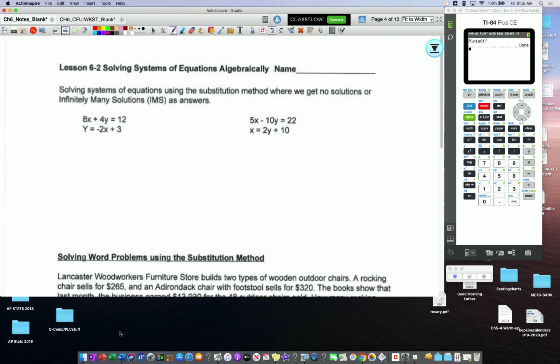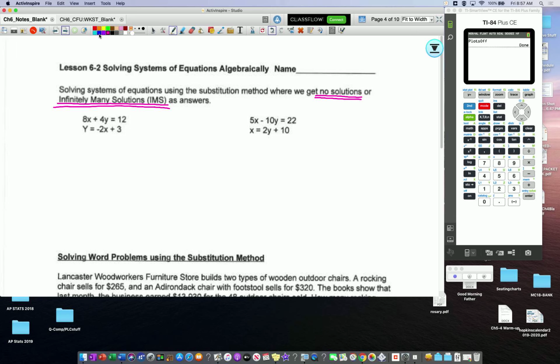Okay? So now, when solving systems of equations algebraically using this substitution method, sometimes we get answers that are no solutions, and sometimes we get infinitely many solution answers. The question becomes, how does that work out algebraically? So I'm purposely going to show you an example of each here so you can see when that happens and what shows up when you solve it algebraically.